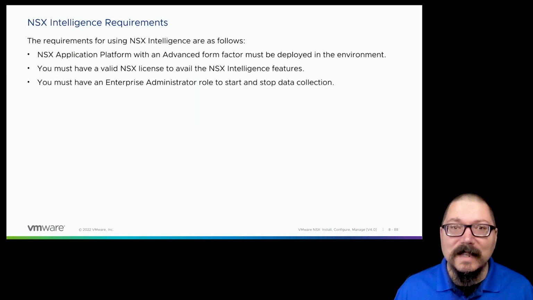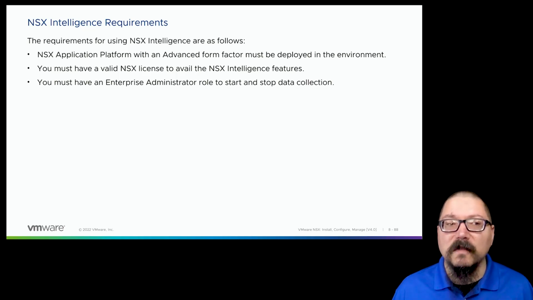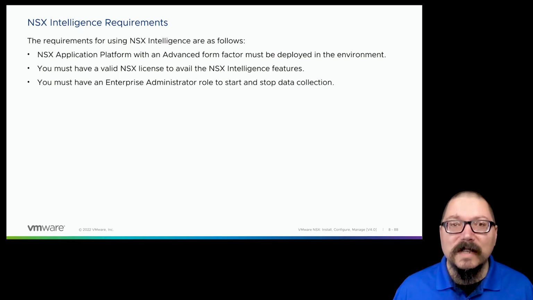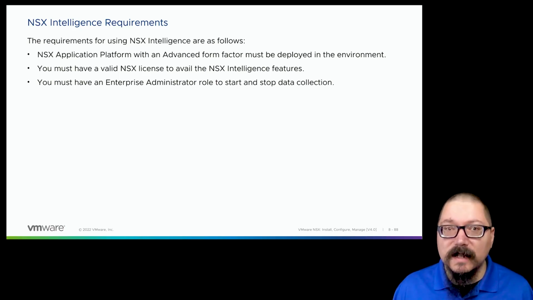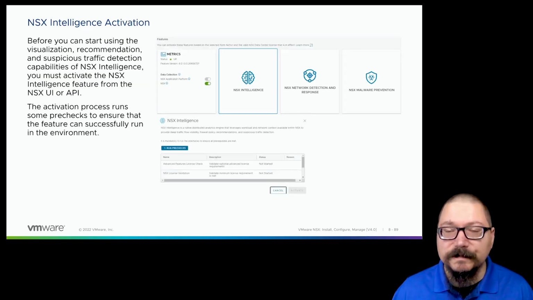So what do I need to deploy Intelligence? Well, we need the application platform, but we need the advanced form factor. We need that big form factor because we're making use of the analytics pods and the data storage pods that are deployed with the advanced form factor. Now we do need a valid NSX license, but Intelligence comes with most of my NSX licenses, so that's okay. And in order to start and stop data collection, in other words, to start or stop sending data to Intelligence, we have to be an enterprise administrator.